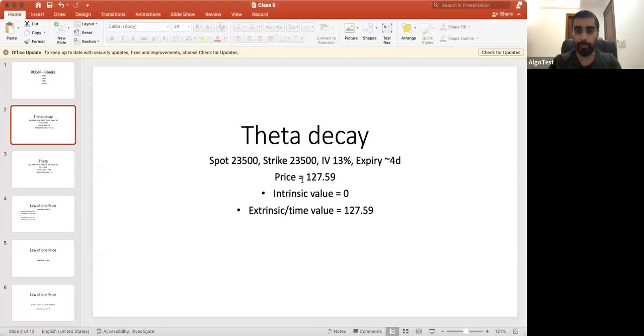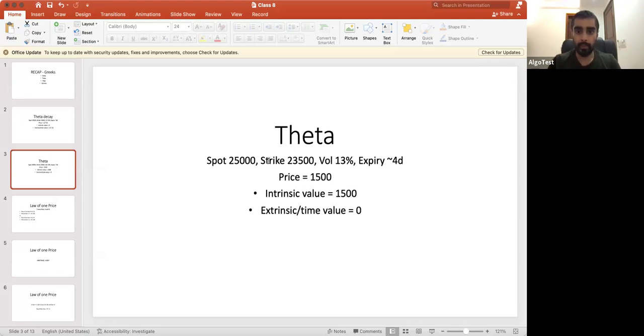So let's say I sold this option, right? I sold this option and then immediately the stock went to 25,000. Now I've collected my theta.